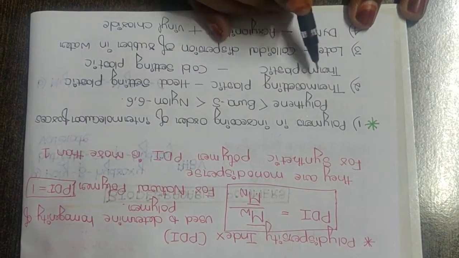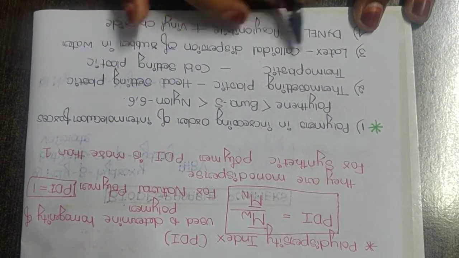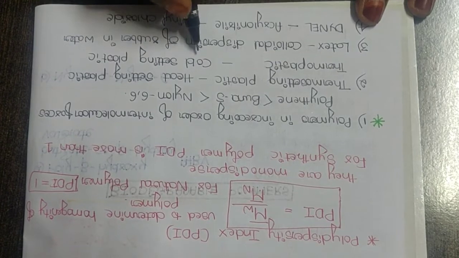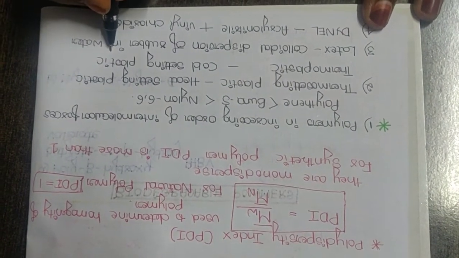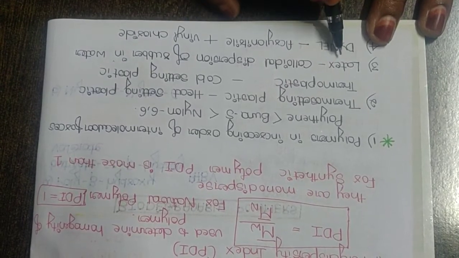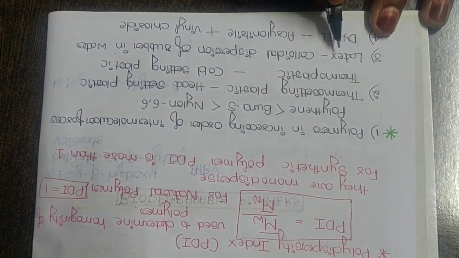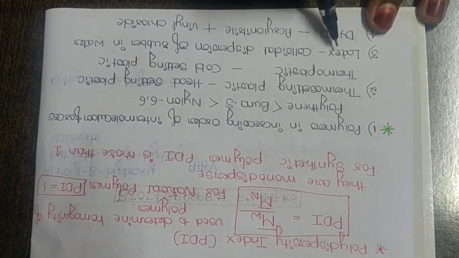Okay, so the next is thermosetting plastics are also called heat setting plastics, whereas thermoplastics are called cold setting plastics. The next question that has been asked is related to latex. What is latex? It is a rubber which has been obtained from the rubber tree.